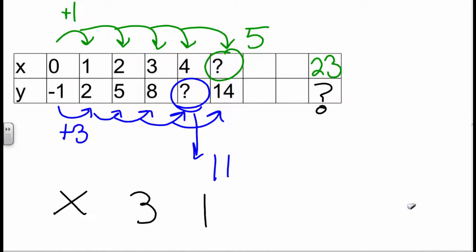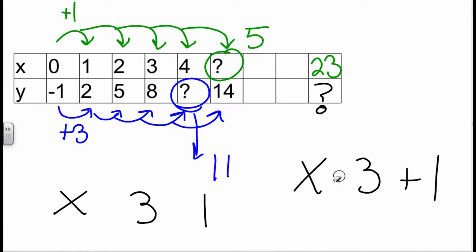What about x divided by 3? Times 3. Okay, let's try. All right, so let's go x times 3 plus 1. What's 1 times 3? 3. All right, plus 1. 4. Ugh. No, that's not it either. X times 1 plus 3.